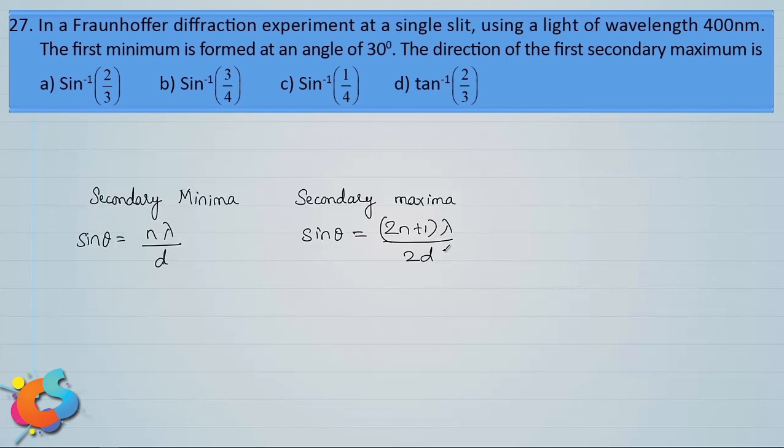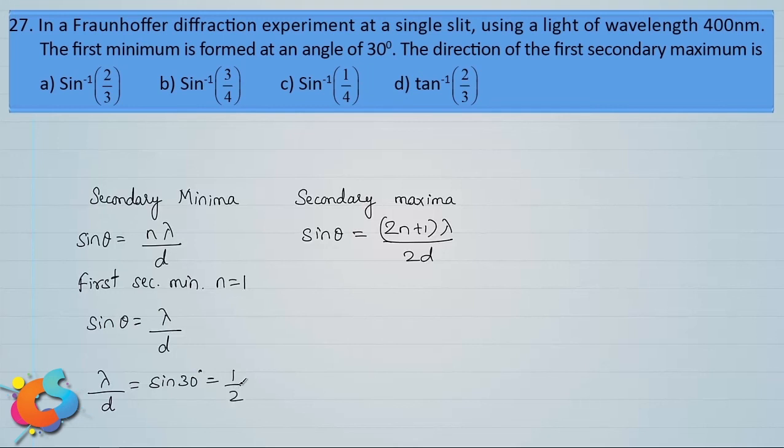For the secondary minimum, the angular position is sine theta is equal to n lambda divided by d, or theta is equal to sine inverse of n lambda divided by d. But you're talking about first secondary minimum. For first secondary minimum, the value of n is just 1. So you'll get sine theta is equal to simply lambda divided by d. However, this angular position theta is given to be 30 degree. Therefore, lambda by d is sine 30, that is nothing but half. So I got an expression for lambda by d.